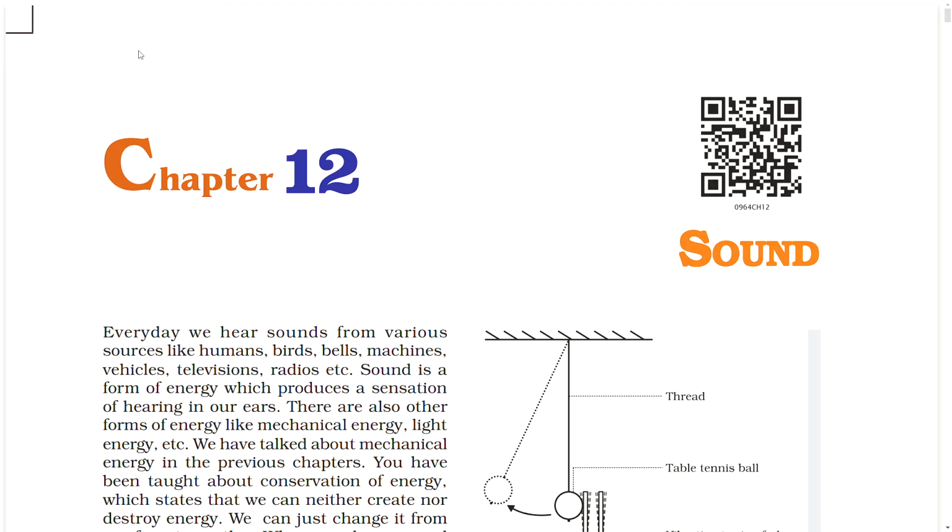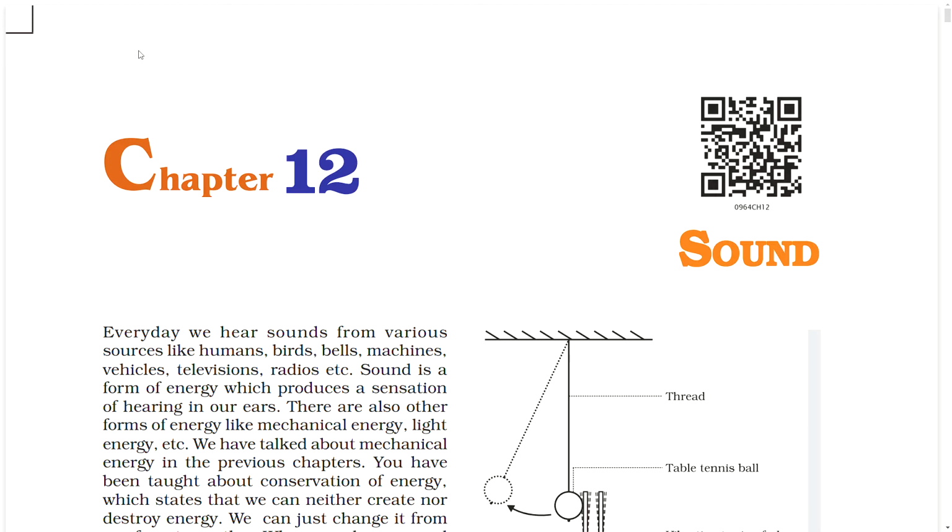Chapter 12. Sound. Every day we hear sounds from various sources like humans, birds, bells, machines, vehicles, televisions, radios, etc. Sound is a form of energy which produces a sensation of hearing in our ears. There are also other forms of energy like mechanical energy, light energy, etc. We have talked about mechanical energy in the previous chapters.